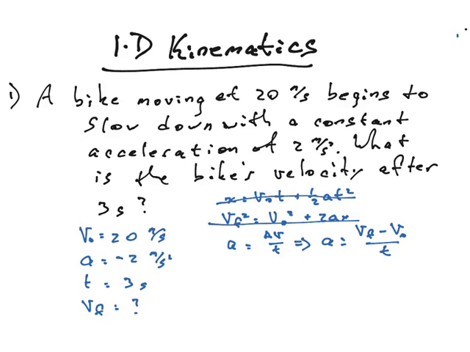So again, can I use this equation to solve for VF? Yes, there is a VF in the equation. Do I have every other variable? Let's see, do I have A? Yep, -2. Do I have V naught? Yep, I have 20. Do I have T? Yes, T is 3. All right. So I now know I can definitely use the third equation.